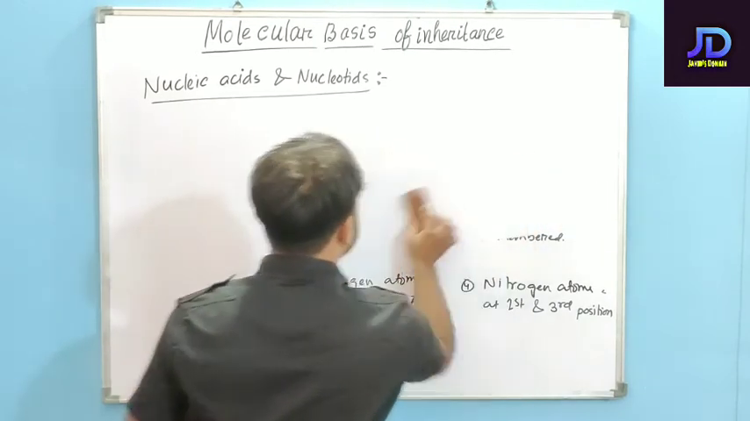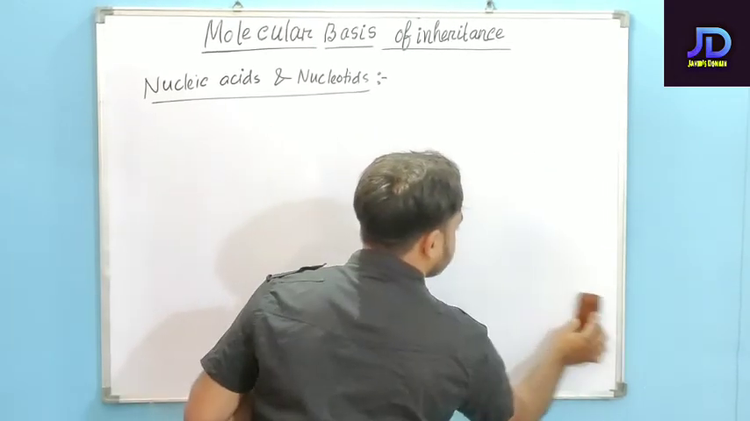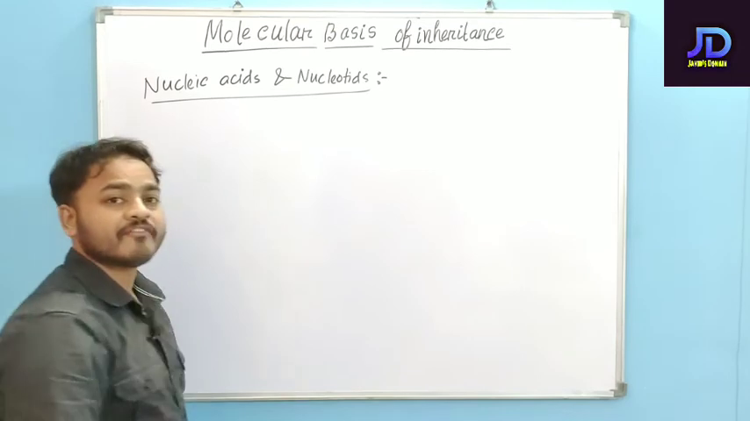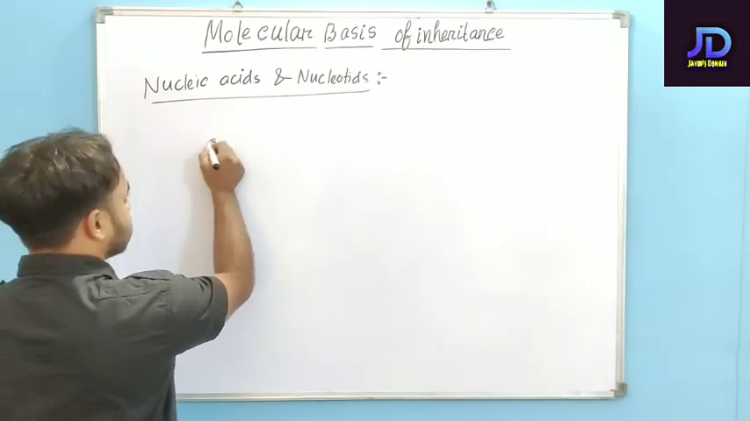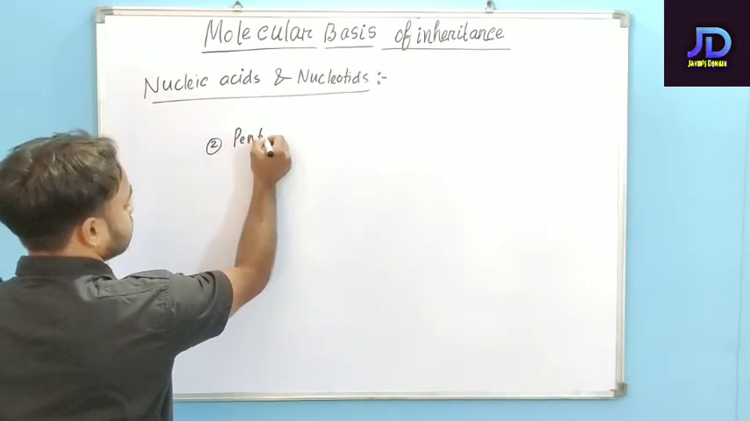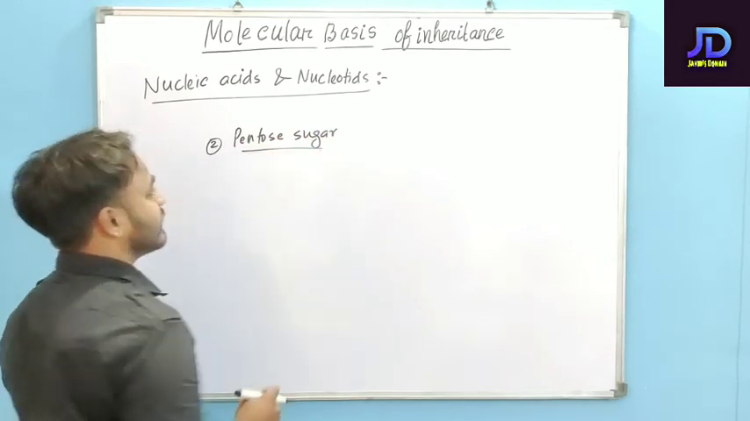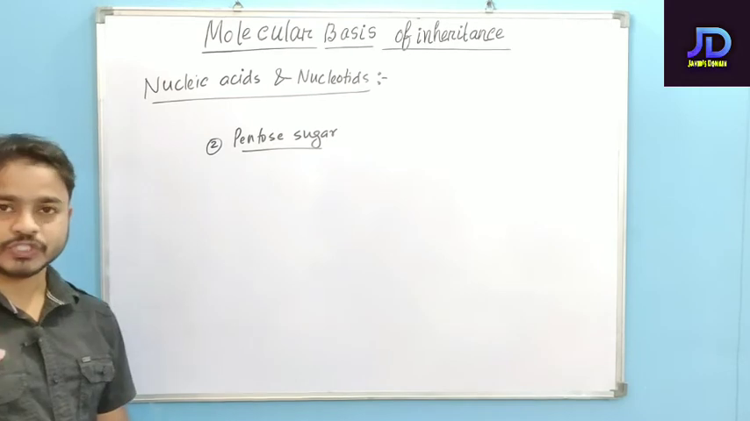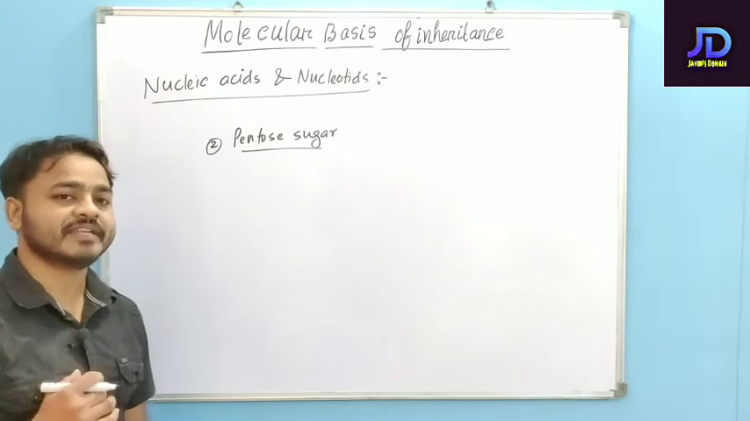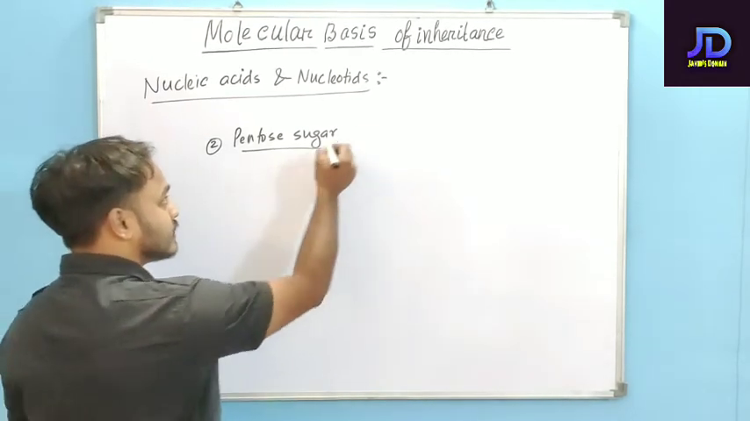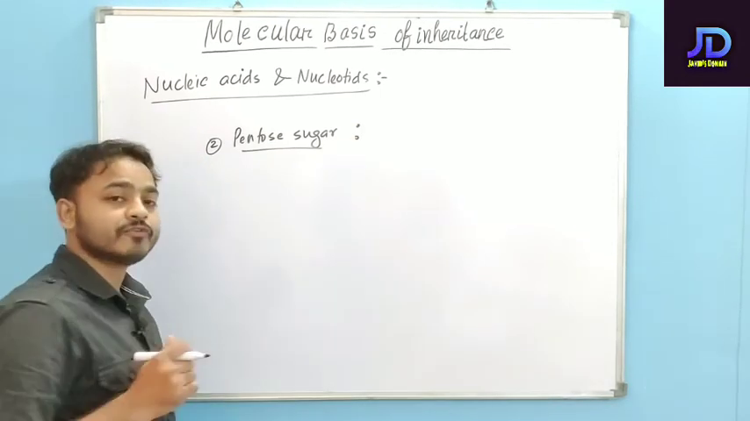We'll see the pentose sugar. Pentose sugar means what? Pent means 5. Pentose sugar means that the number of carbons present will be 5, right? This pentose sugar can again be of two types.